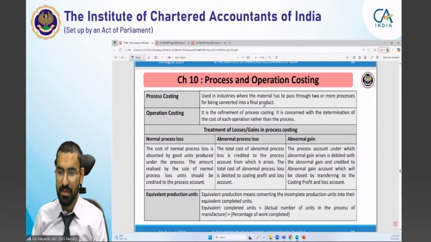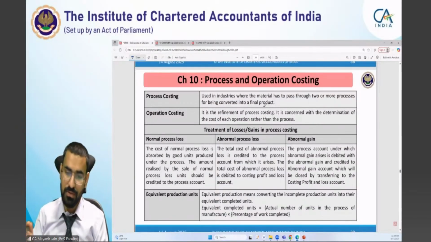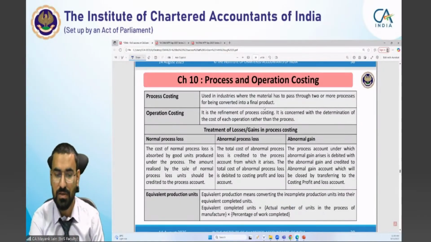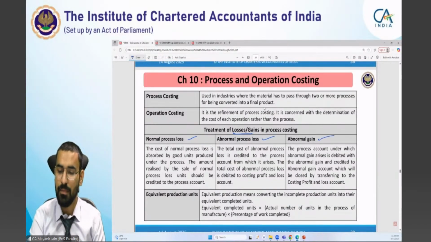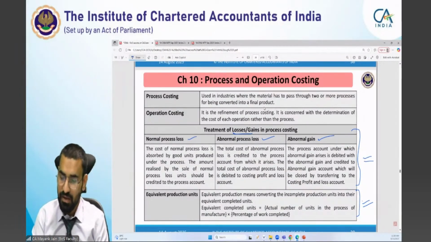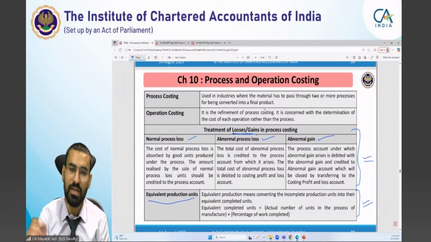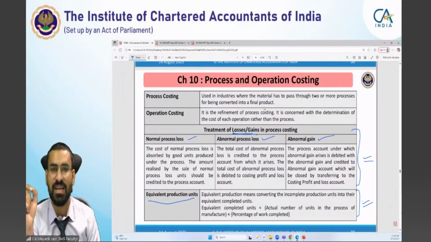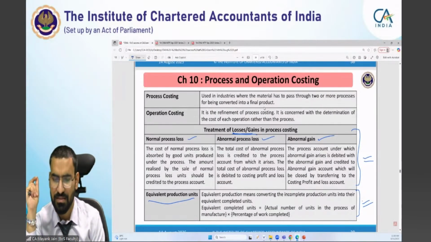Next one is process and the operation costing or the process costing. The most important part in the process costing is the calculation of losses and the gain, including normal losses, abnormal losses, and the abnormal gain. In this part, students get confused. Next part is equivalent costing. This is also one of the most important points. If your concepts are clear for this treatment of losses and gains and the equivalent production unit, you can attempt each and every question of the process costing very easily.